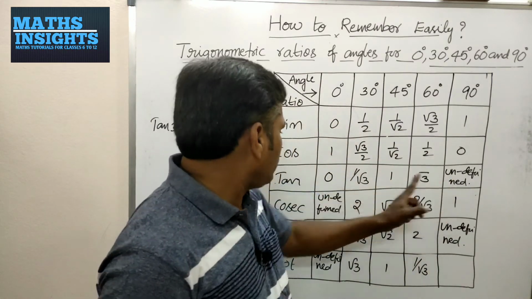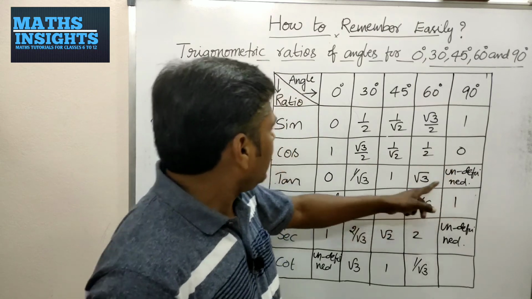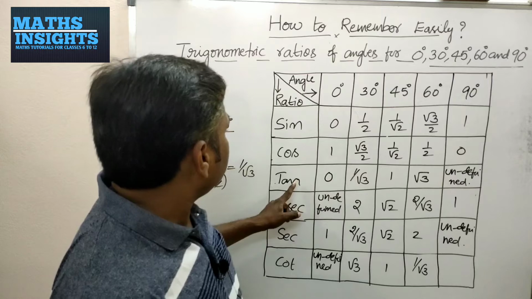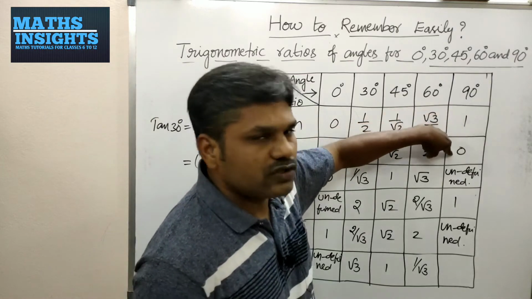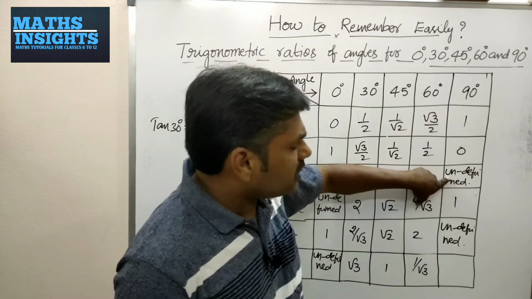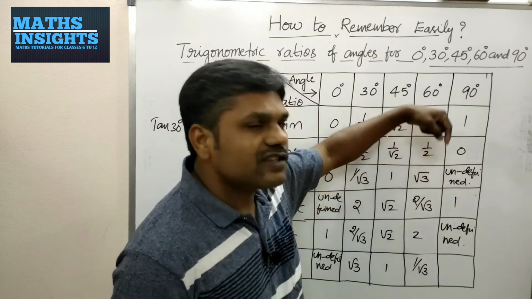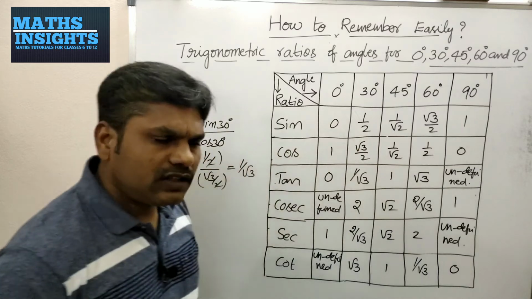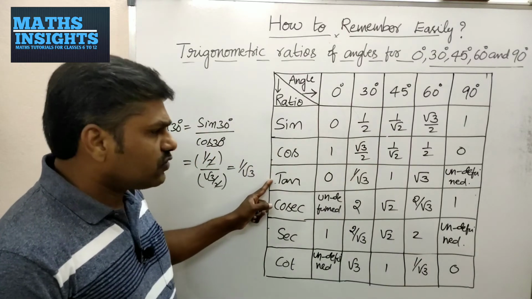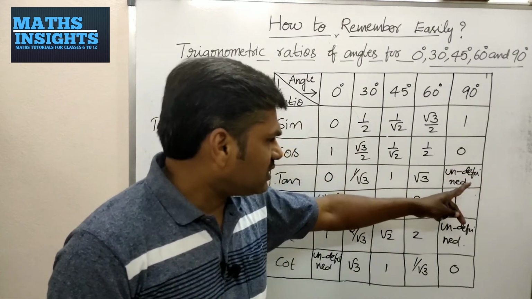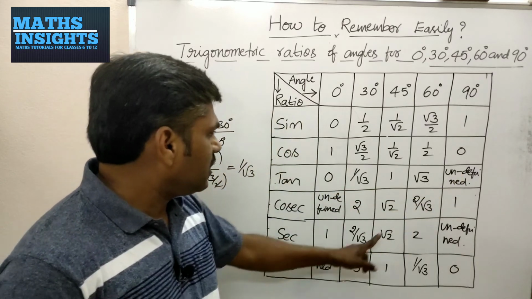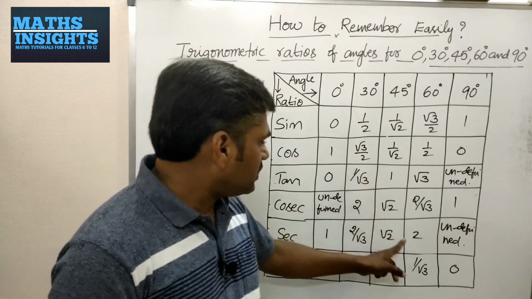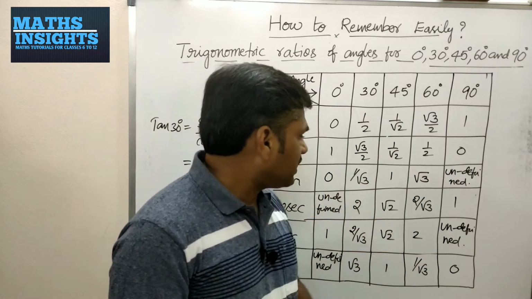How did you get this tan value? You got it as sine by cos, that means 1 by 0, and by writing 1 by 0, you have written undefined. For 0 by 1, it is nothing but 0. Otherwise, if you know the tan values, write them in reverse order: undefined is coming here, root 3 is coming here, 1 is coming here, 1 by root 3 is coming here, and 0 is coming here.